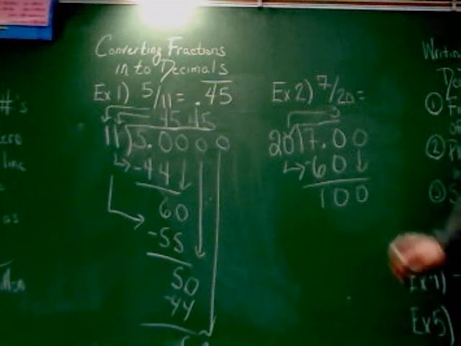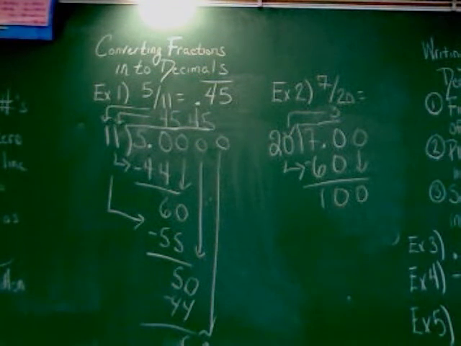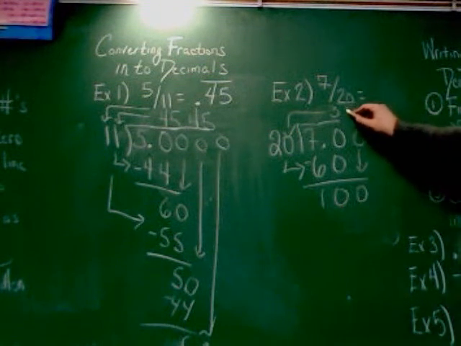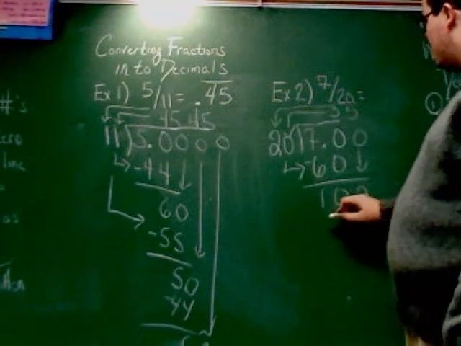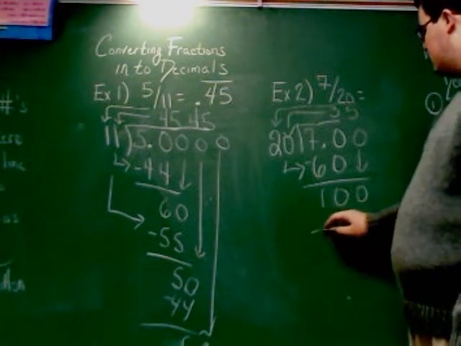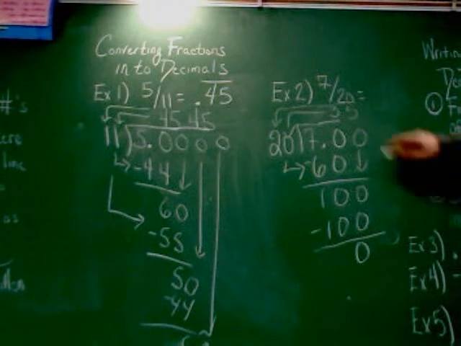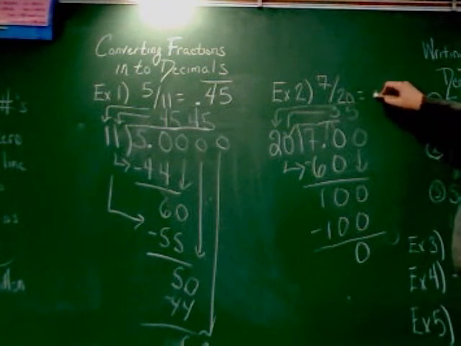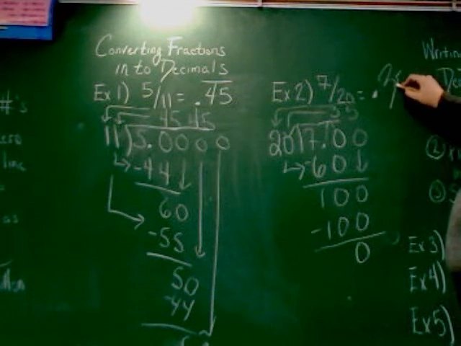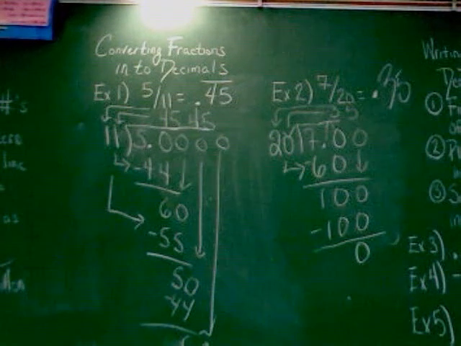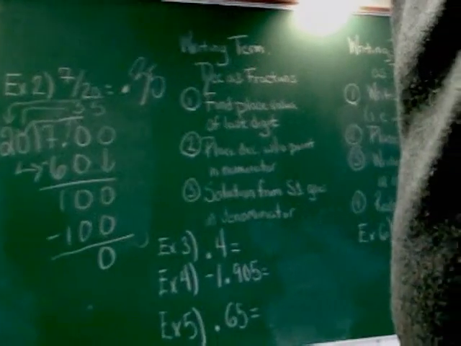How many times does 20 go into 100? 5. 5 times 20 is 100. I get 0 as my remainder, so I'm done. Bring the decimal straight up. 0.35. That's certainly the most difficult thing you'll have to do tonight.